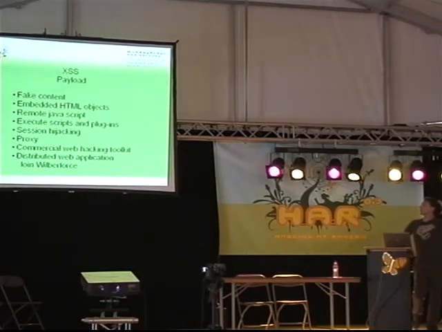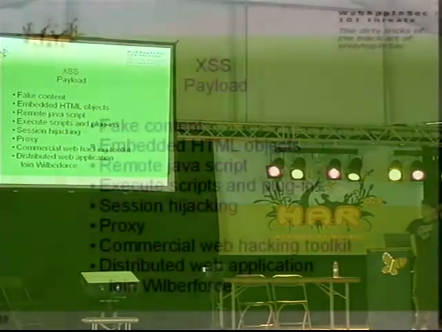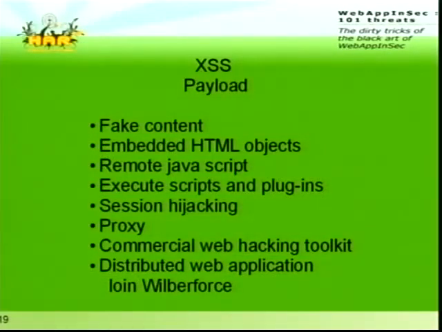I'm going to look at the payloads. I'm missing out some of the content. I have some examples, but I will just type them later on. The different payloads: you have fake content. You could add a fake login form to a website that's vulnerable to cross-site scripting to lure visitors into logging into your fake login screen to steal their credentials.